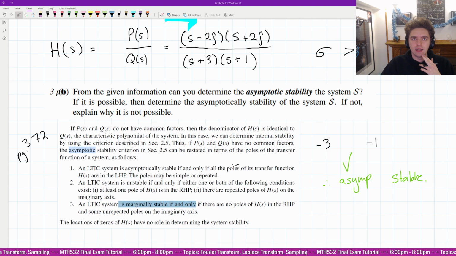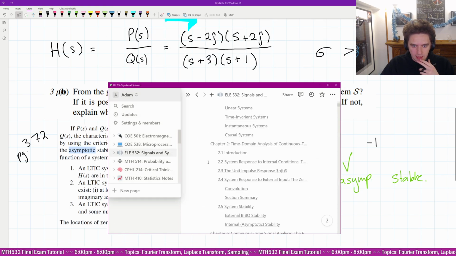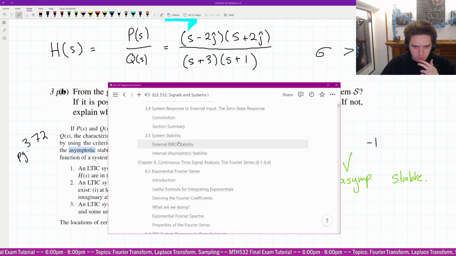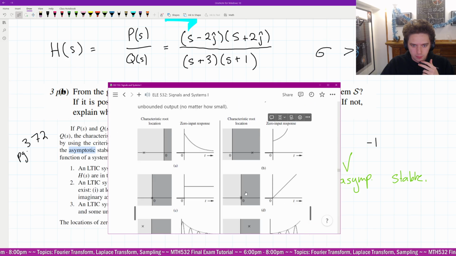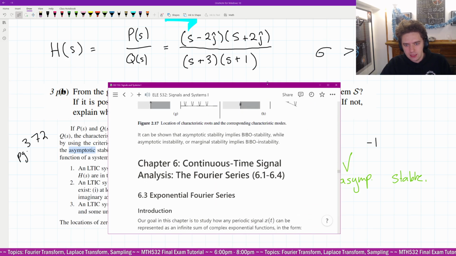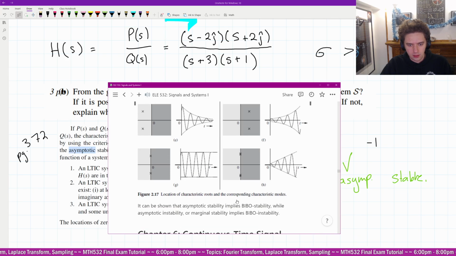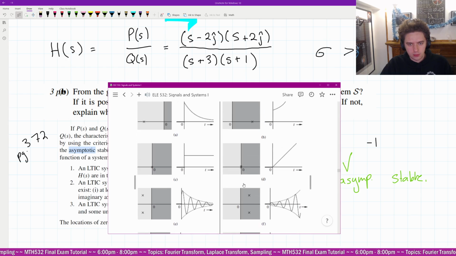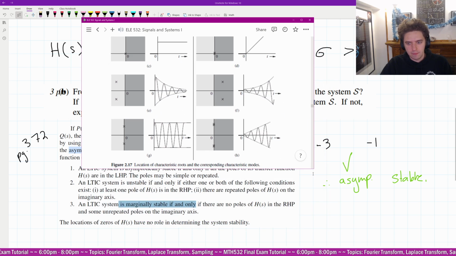So let me just find, so these are my notes here. Let me find where I specifically said, where is it? Internal asymptotic stability. Do I have a chart for that? No, I don't have a chart for it. I think in the textbook there's something. Oh no, this is asymptotic stability. Is this stability? Yeah. So basically, this is kind of it, right?